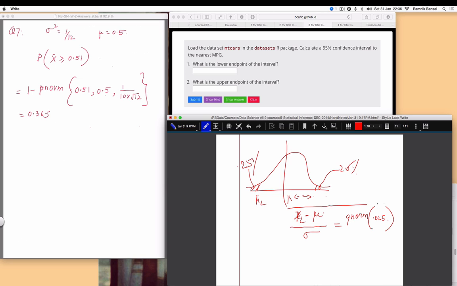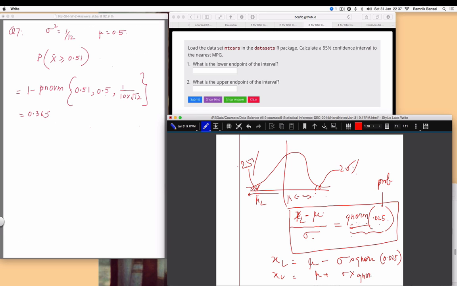Is this clear? Basically it will be the left of this tail. We have taken the left of the tail, which is qnorm 0.025. This is the probability. Qnorm will give me that value, how many standard deviations. So my XL is nothing but mu minus sigma into qnorm 0.025, and my XU, the upper, would be similarly mu plus sigma into qnorm 0.025. Is this clear?